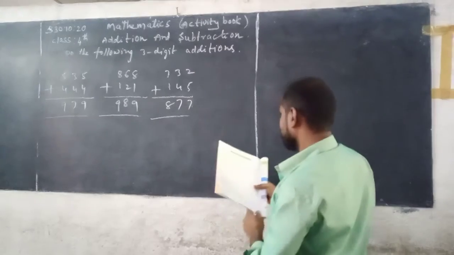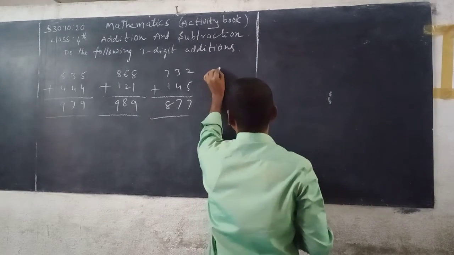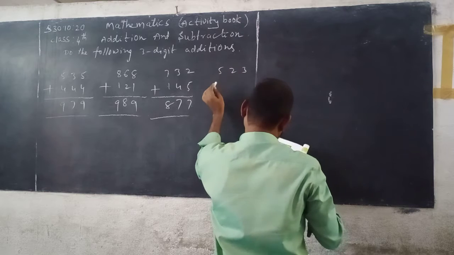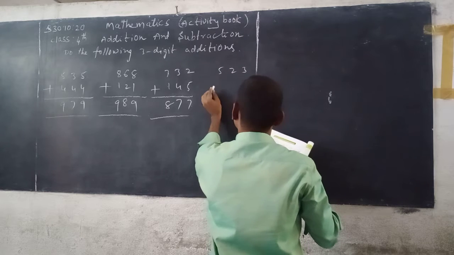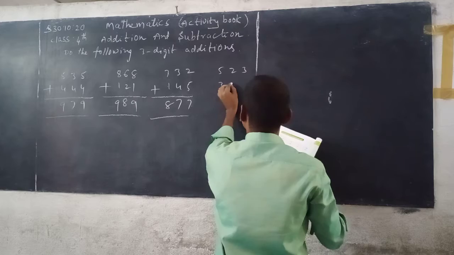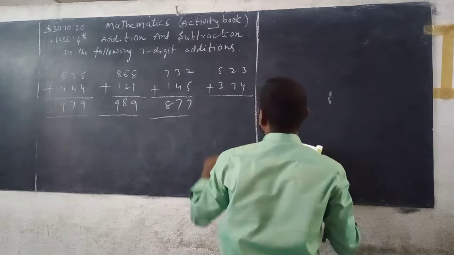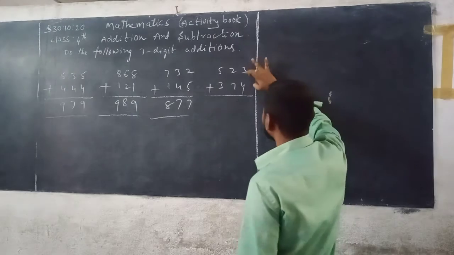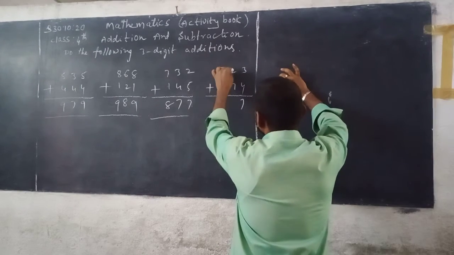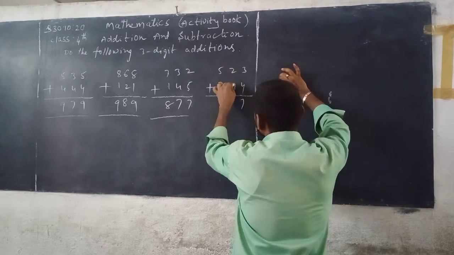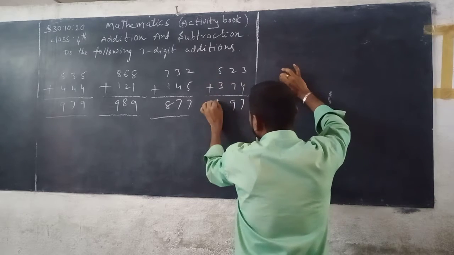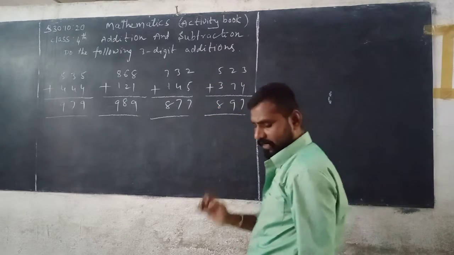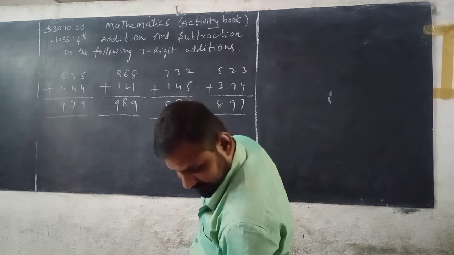Now next one is 523 plus 374. Write down column-wise according to their places. So first we add the digits in ones place. 3 plus 4, 7. Next we add the digits in tens place. 2 plus 7, 9. Next 5 plus 3, 8. So sum is equal to 897.